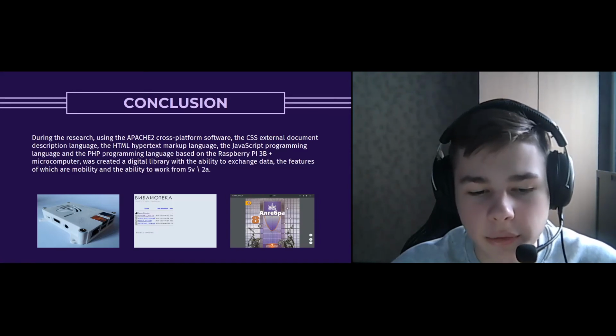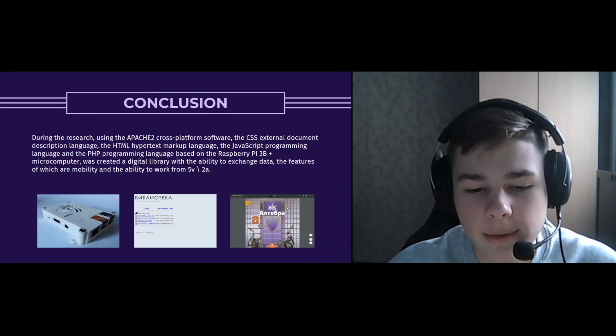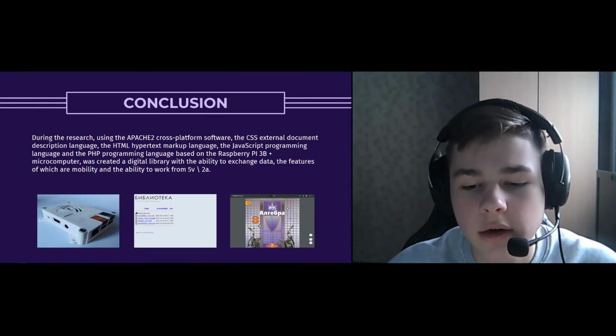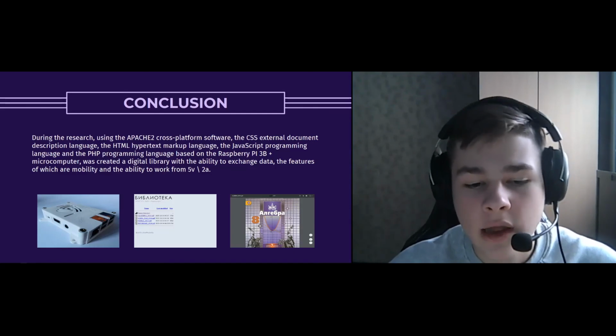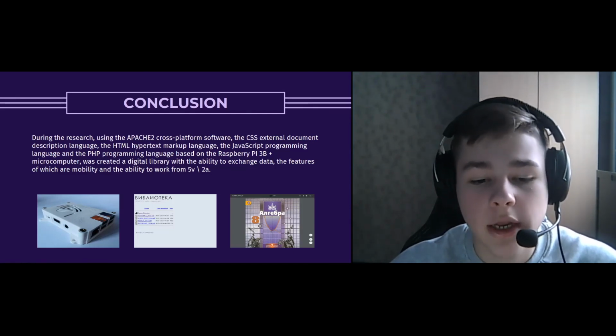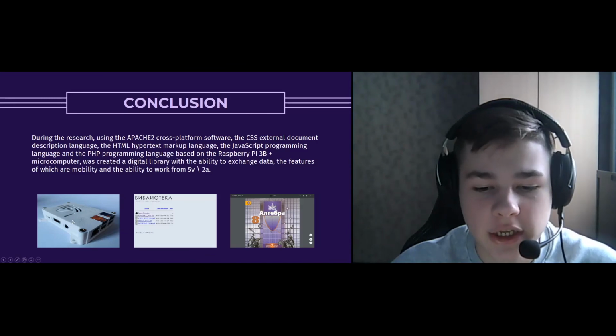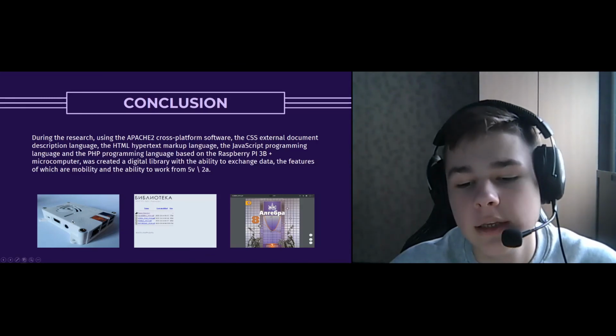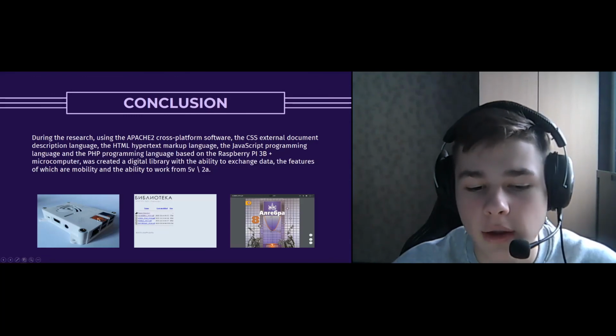In conclusion, using the Apache 2 cross-platform software, the CSS external document description language, the HTML hypertext markup language, the JavaScript programming language, and the PHP programming language, a digital library with the ability to exchange data was created based on the microcomputer Raspberry Pi 3B Plus, the features of which are mobility and the ability to work from 5 volts at 2 amperes.